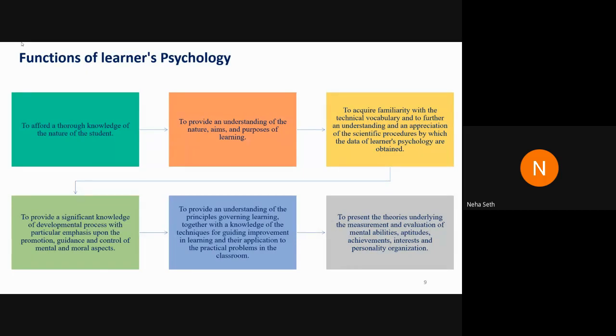Sometimes some management games or different types of games can be arranged spontaneously by the teacher in the class, and let's see how students react to this. Now, learner psychology is also required to present the theories underlying the measurement and evaluation of mental abilities, aptitudes, achievements, interest, and personality organization. How can we organize the students' abilities, their aptitudes, their achievements, their interest, and personality? When all these things are combined together, we can form a theory which can be applied to groups of students in future as well, and of course with presence of mind.